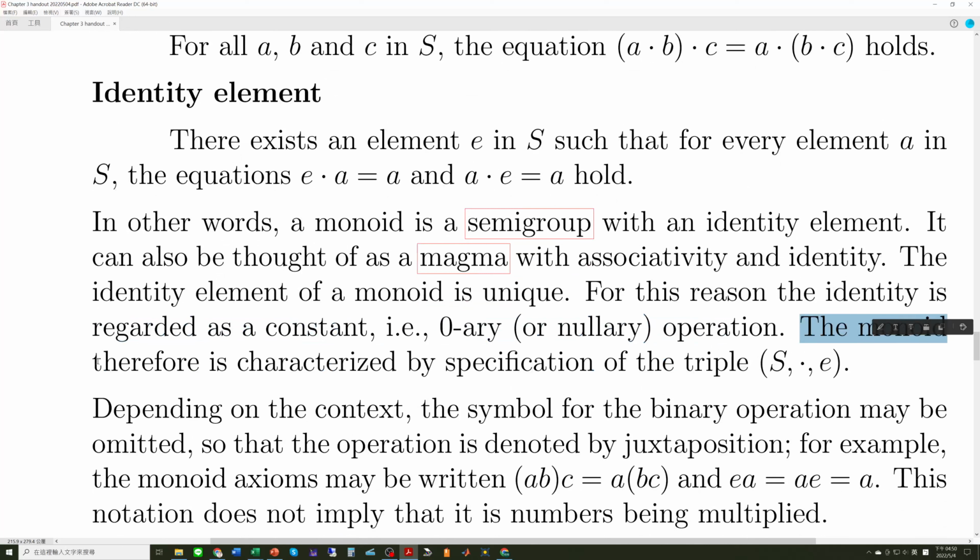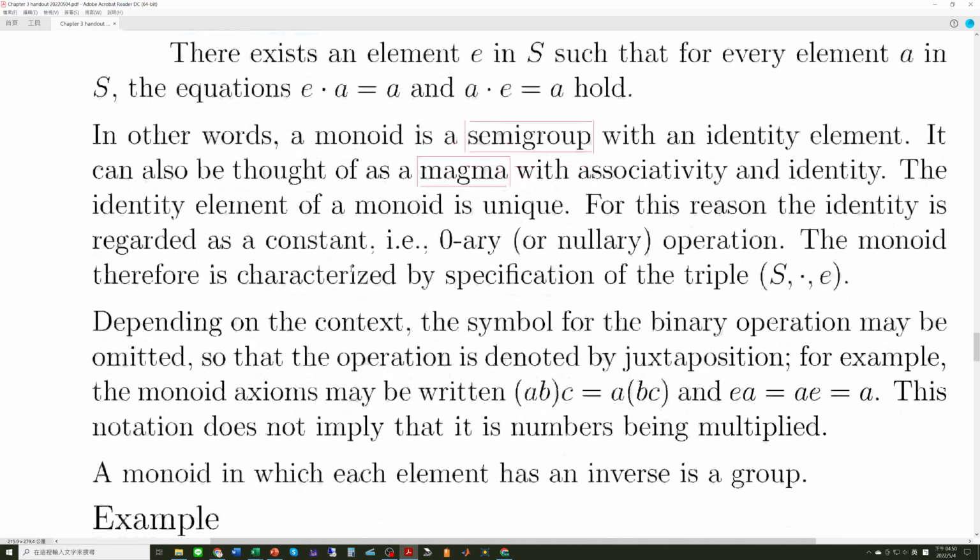The monoid therefore is characterized by specification of the triple (S, ·, e). Do you remember what S is? S is the set that we consider, the dot is the operation we consider, and e is the identity element that we consider.